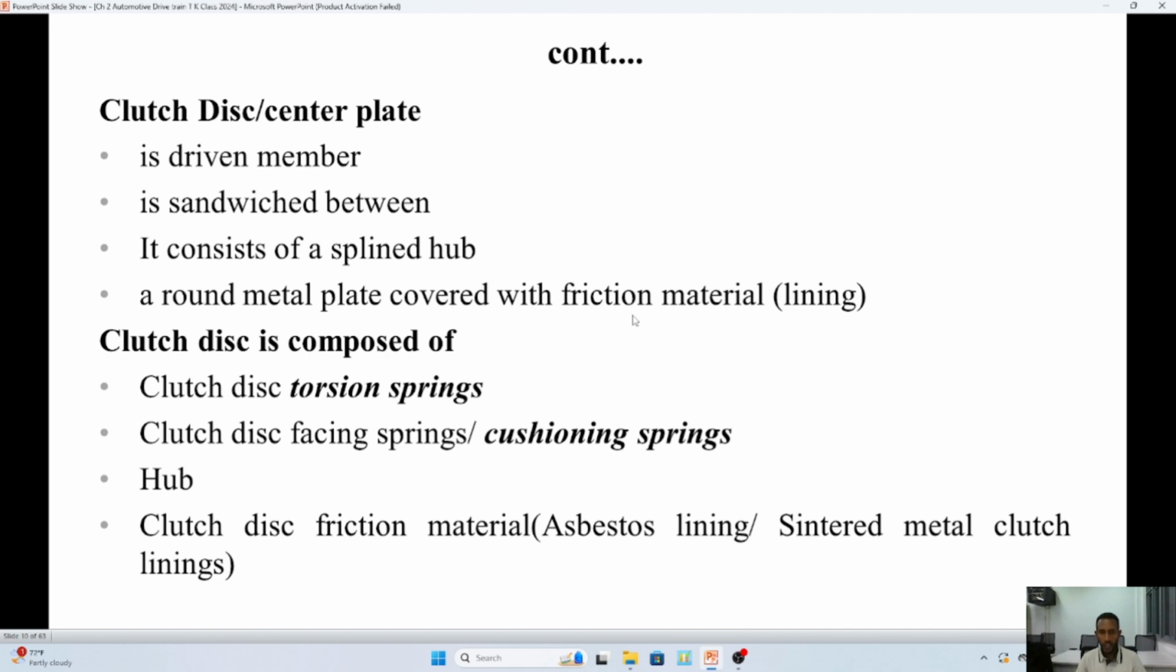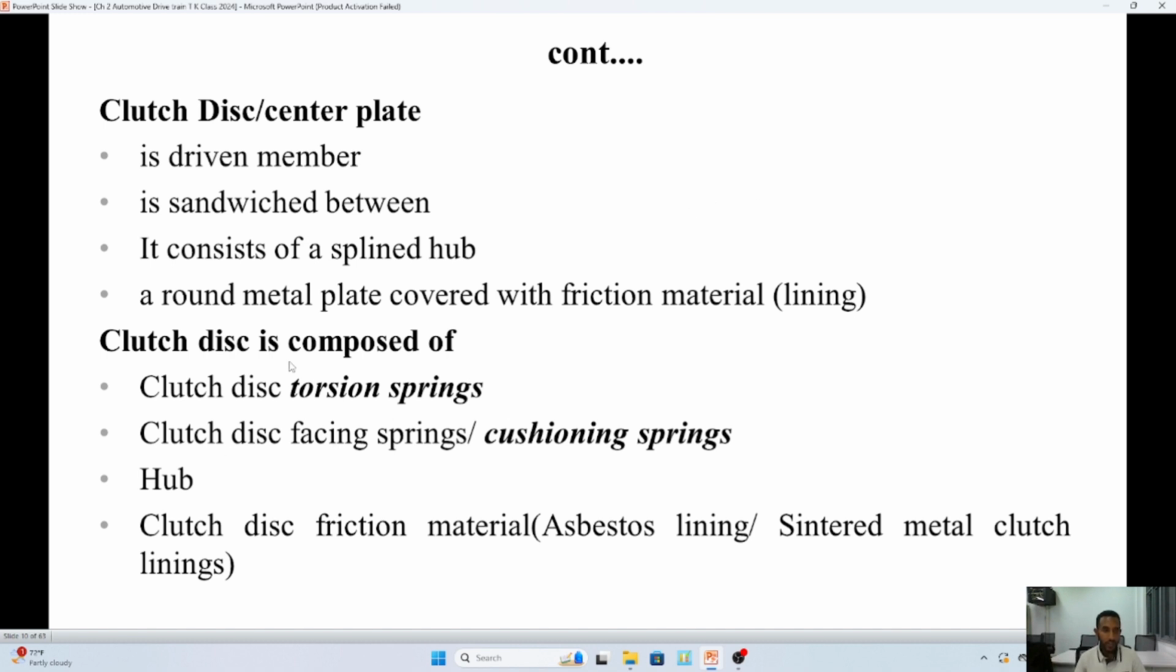Most of the time this frictional material is made from asbestos, because asbestos is mostly applied in vehicle parts with more friction, like the clutch system and brake system, because it is a really high resistance material, and its coefficient of friction is better. If the friction increases, the power transmission ability also increases here.